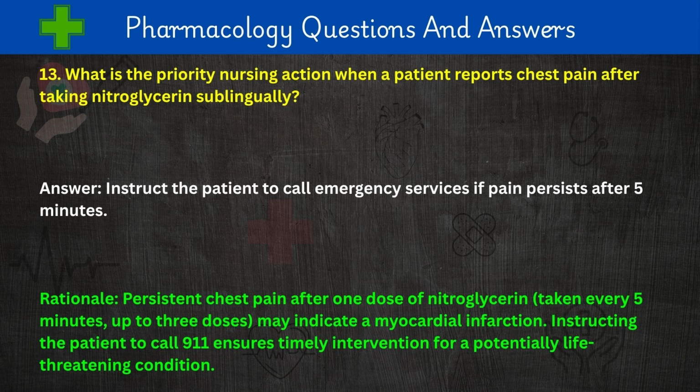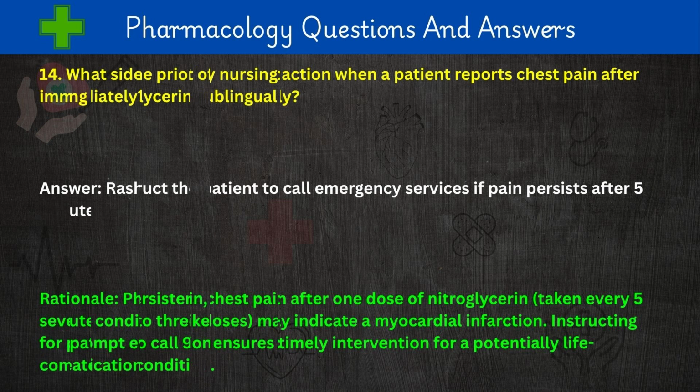13. What is the priority nursing action when a patient reports chest pain after taking nitroglycerin sublingually? Answer: instruct the patient to call emergency services if pain persists after 5 minutes. Rationale: persistent chest pain after 1 dose of nitroglycerin, taken every 5 minutes, up to 3 doses, may indicate a myocardial infarction. Instructing the patient to call 911 ensures timely intervention for a potentially life-threatening condition.